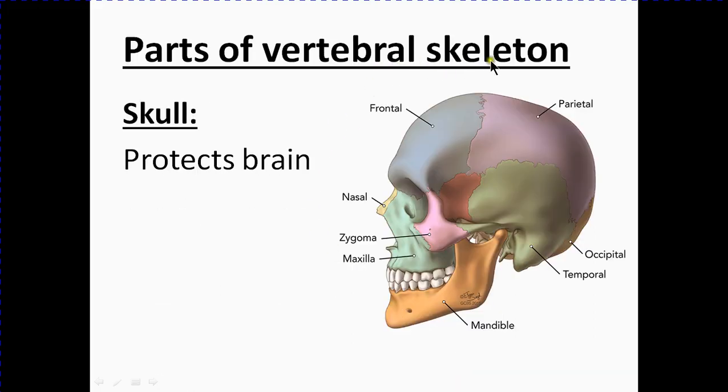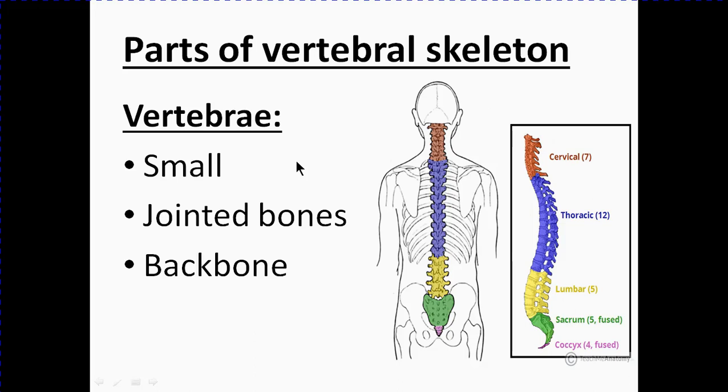Parts of the vertebral skeleton. Number 1, skull. The skull present here, you can say our forehead and all this part of the skull, actually protects our brain. Number 2, vertebra.